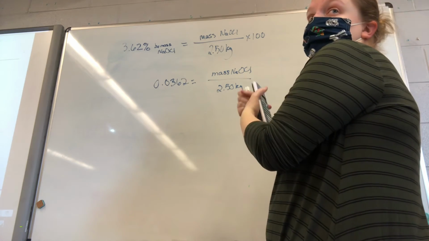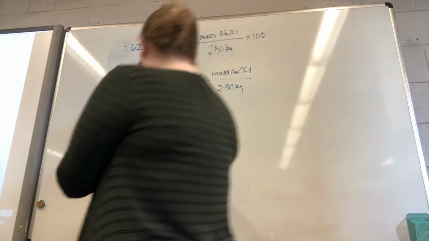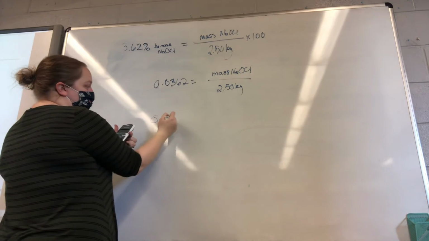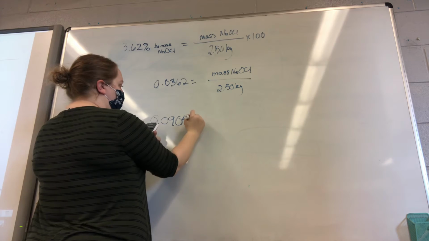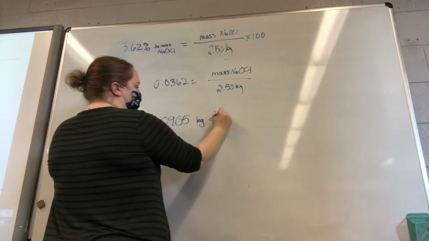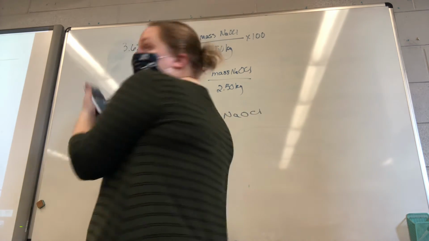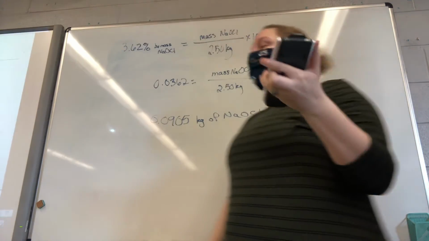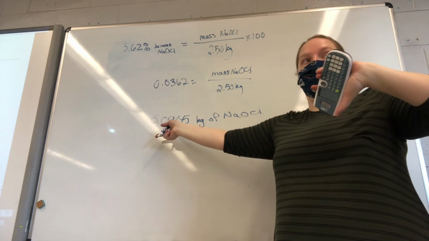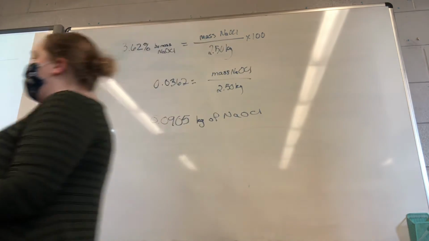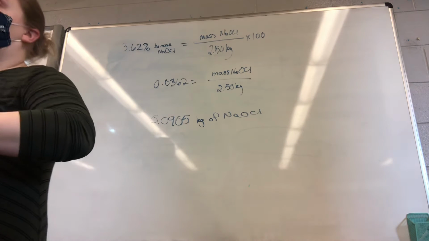What did we get? I got 0.0905. Is that right? And this is kilograms of NaOCl. Super right. If I multiplied this times 1,000, would it become 90.5 grams? Yes, it would. And they gave us it in grams. But hopefully your answers match that.